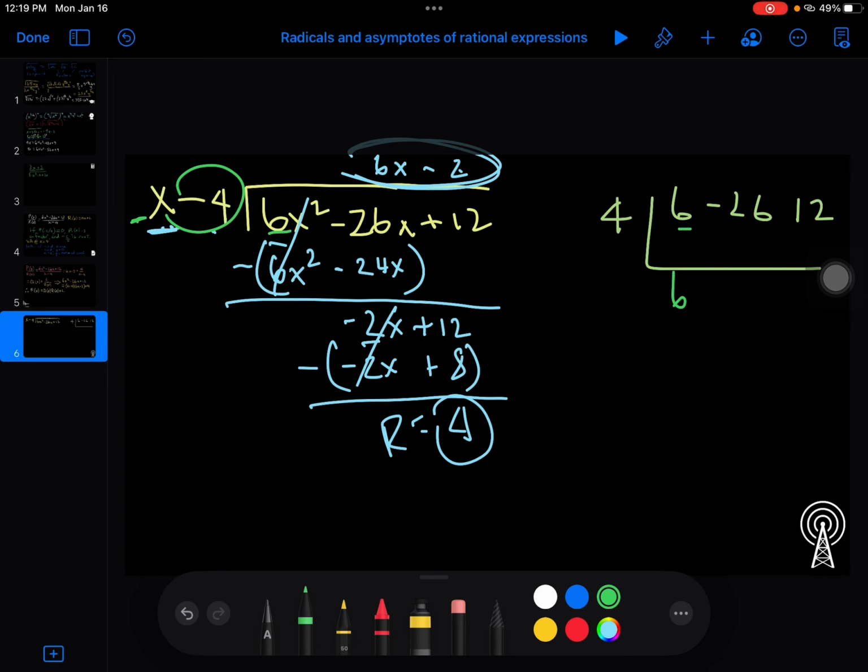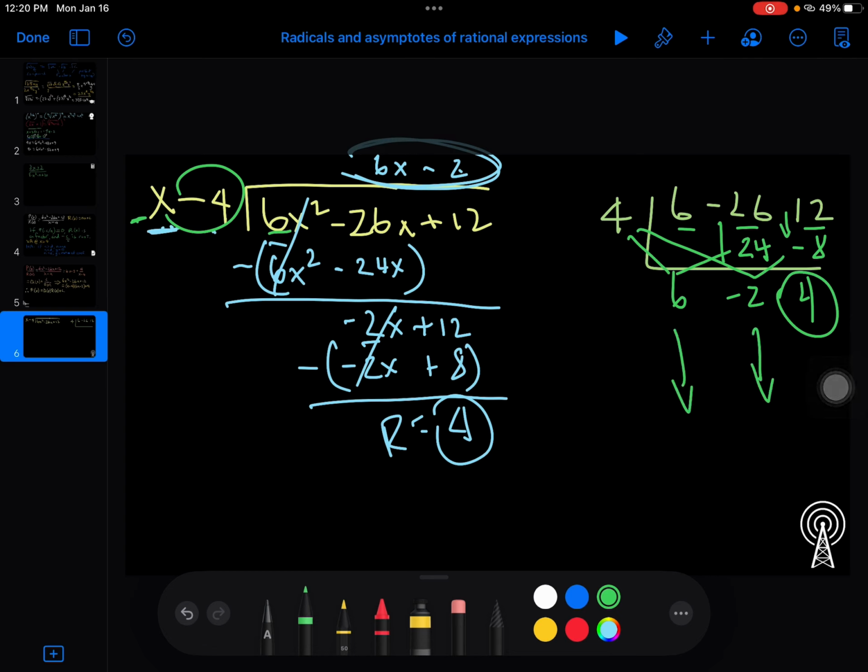We're just going to put together coefficient, constant. And if there were zeros, you put the zeros too. So drop down the 6. We're going to multiply diagonally, add vertically. 4 times 6 is 24, add vertically. Negative 26 and 24 is negative 2. Multiply diagonally, add vertically. 4 times negative 2 is negative 8, add vertically. 12 minus 8 is 4. And there's our remainder again. And these are our coefficient and constant, 6x minus 2.